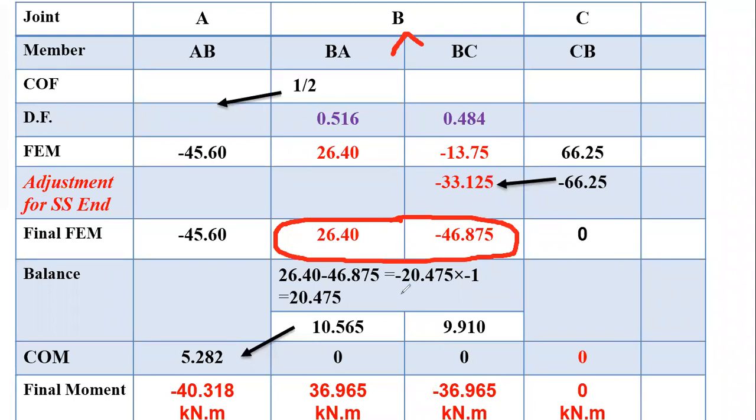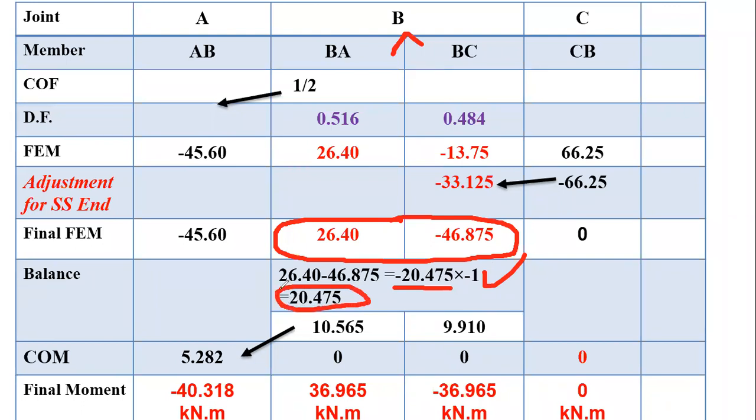So this summation is minus 20.475. So the balancing moment will be the opposite of this. How to consider the opposite moment? Multiply with minus 1, or multiply with a minus sign. So the balancing moment will be 20.475.